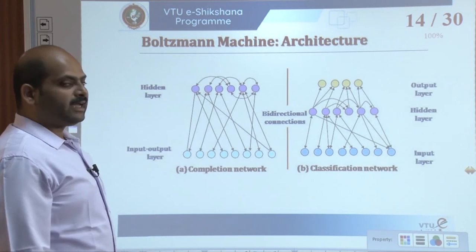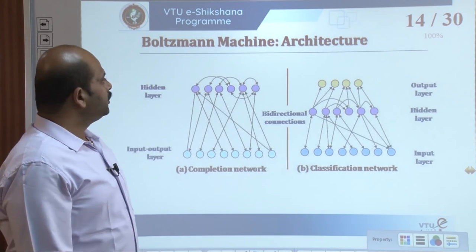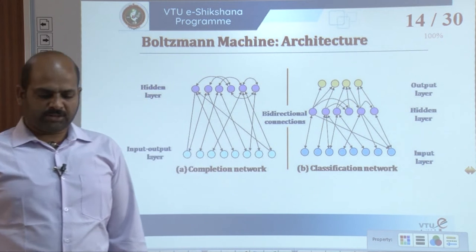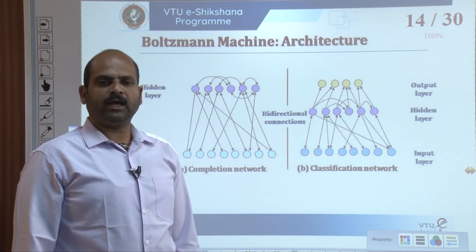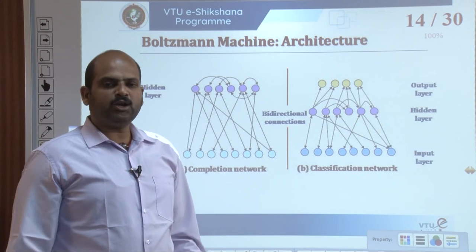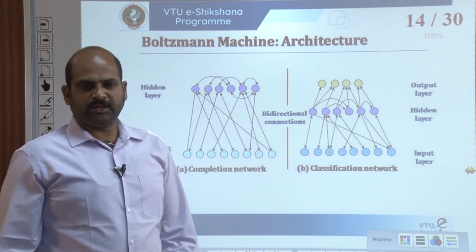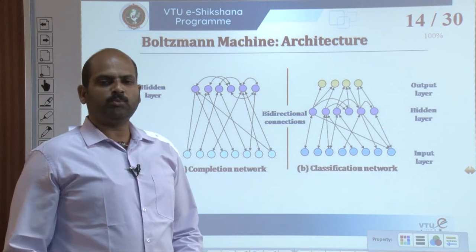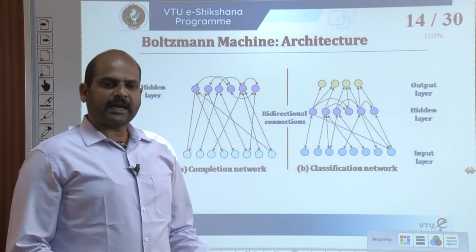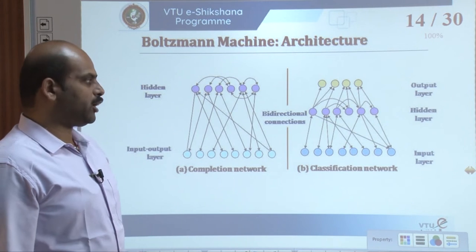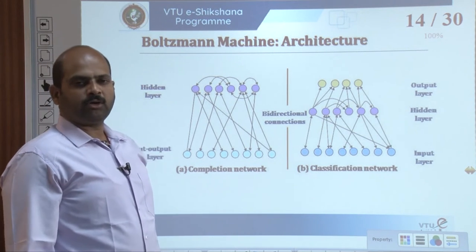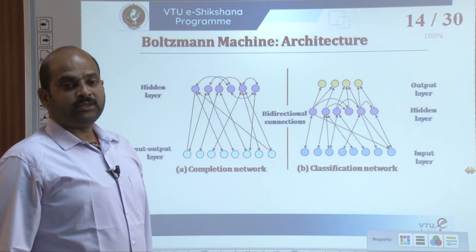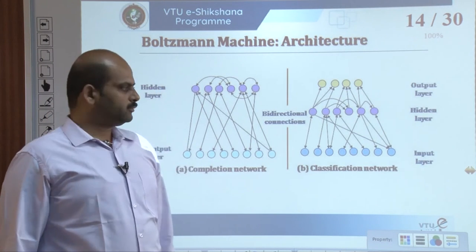Moving on to the next one, the Boltzmann machine architecture. The literature on the Boltzmann machine differentiates between a completion network and an input-output network. What is a completion network? It is very similar to that of a Hopfield network, and the input-output network is similar to a standard feed-forward neural network architecture, which we came across in the first topic of module number 4, feedforward neural network architecture. So these architectures are portrayed in this figure.